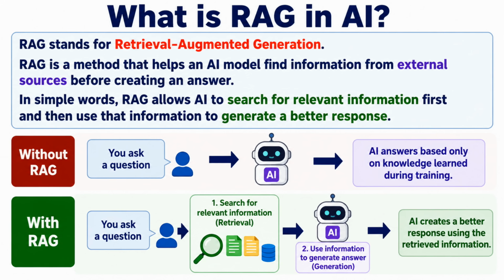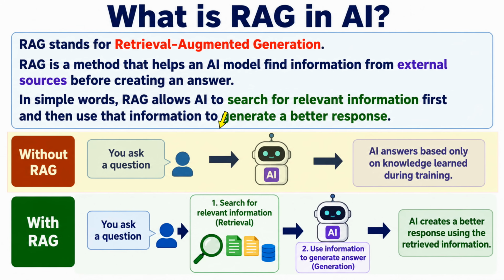In this video, I will explain what RAG is in AI. RAG stands for Retrieval Augmented Generation. RAG is a method that helps an AI model find information from external sources before creating an answer. In simple words, RAG allows AI to search for relevant information first and then use that information to generate a better response.